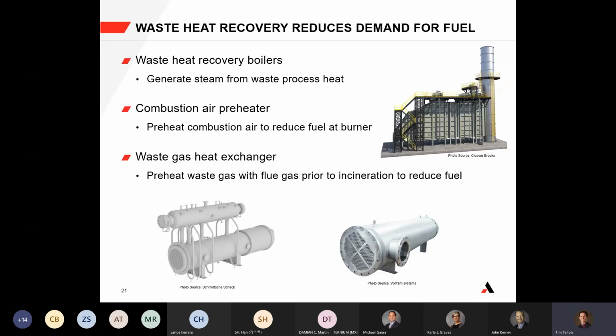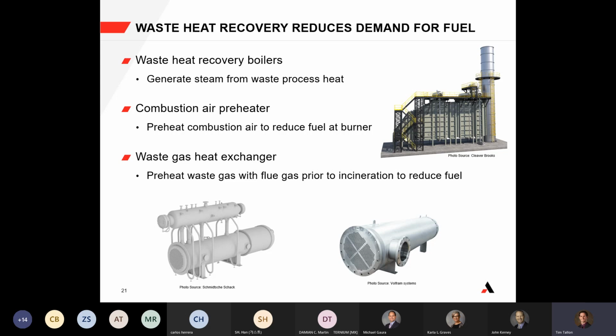Other examples of waste heat recovery are waste heat recovery boilers that could be installed at the back of a thermal oxidizer, for example, to generate steam for the plant or the process. You can also use a combustion air preheater to preheat the combustion air and reduce fuel at the burner. So again, reducing the demand for additional heat provided by fuel by bringing heat back to the system.